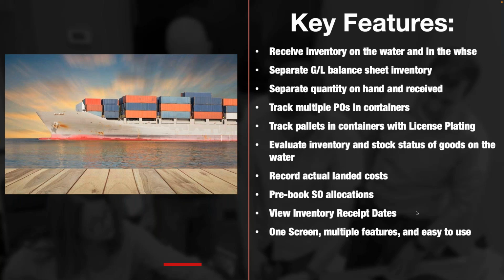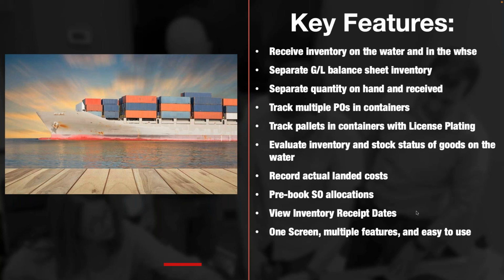It lets you separate quantity on hand versus received. If you're trying to fulfill back orders for customers, you can automatically allocate those goods to those back orders. So as soon as that container arrives at your facility, once you offload it and receive it in stock, those goods are automatically put on those sales orders to fulfill and ship out.